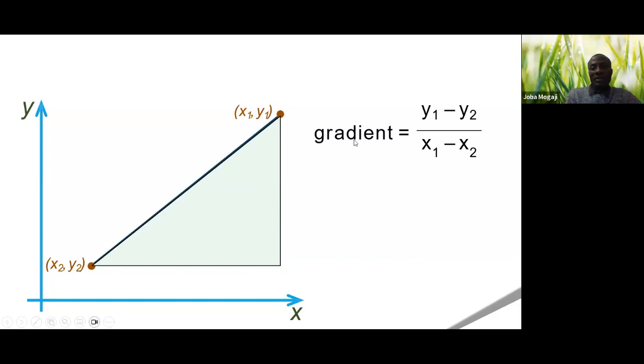So to do that, my gradient will be equal to y1 minus y2 divided by x1 minus x2. So you get your gradient by using this formula. Okay, now when we are looking at differentiation, the differential calculus, it has to do with the rate of change. This one is change in y over what? Change in s. So the rate of change of one quantity with respect to the other, that is differentiation.